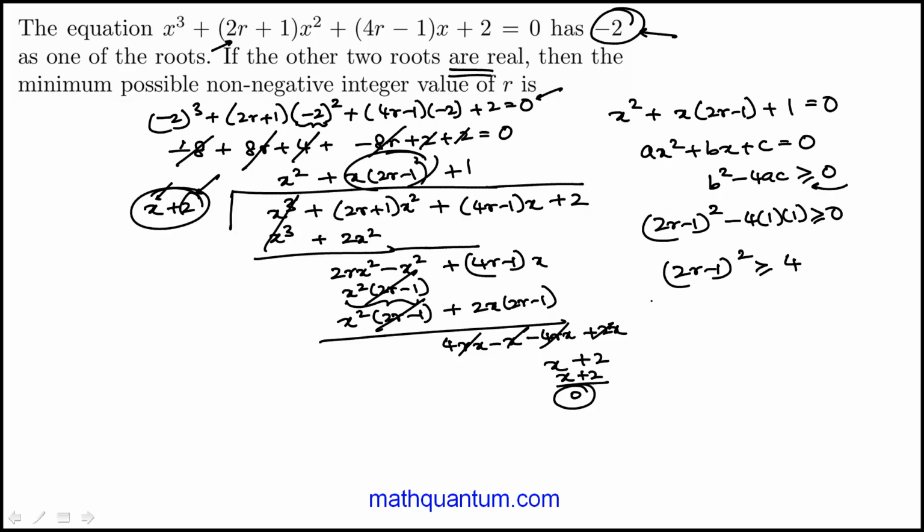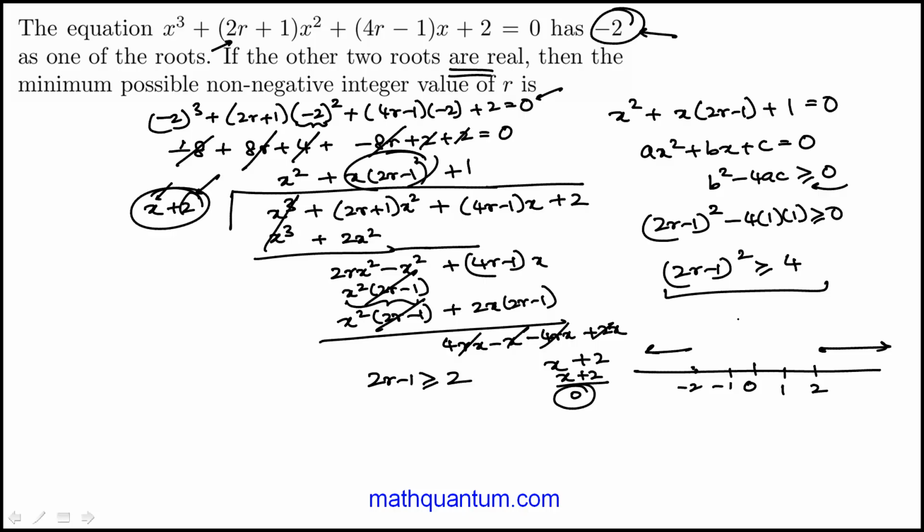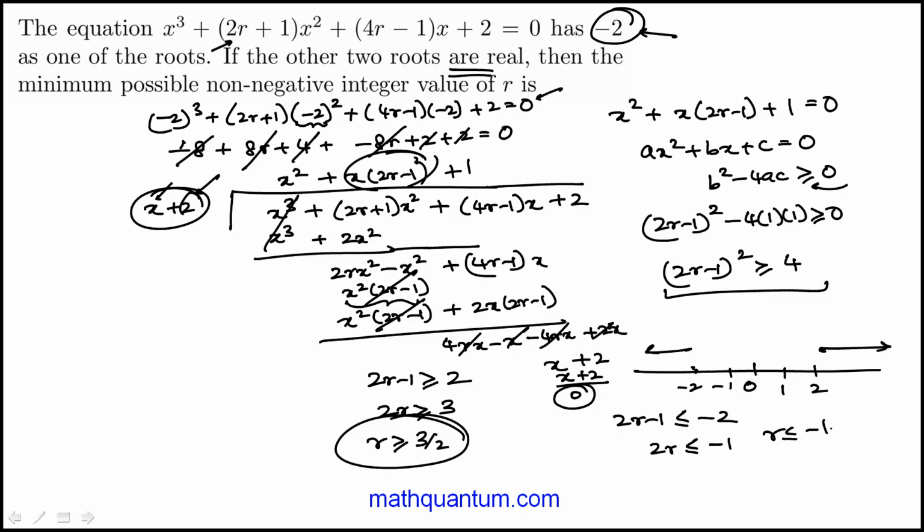So I'm actually not going to expand this, as you will see, because 4 is a perfect square. And if you ever see this kind of inequality, think of it on the number line. So this 2r minus 1 has to be greater than or equal to 2, the square root of 4, so that's one condition. Or on the other side, has to be less than or equal to minus 2. So those are my two conditions. And if you look at this one, that's going to give me r is greater than or equal to 3 over 2. This will give me 2r is minus 1, r is less than or equal to minus half.